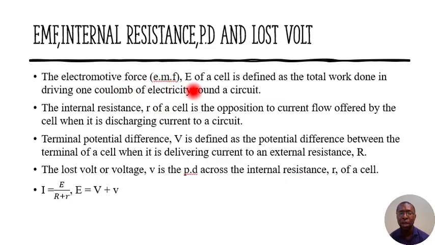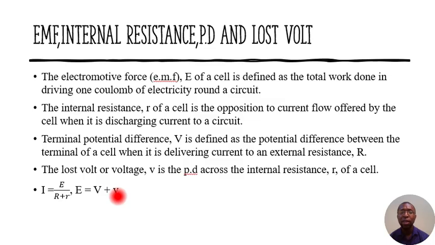Now, each of these terms has its symbol. For EMF, we use capital E. For internal resistance, we use small letter r. For terminal voltage, we use capital letter V. For lost voltage, we use small letter v. And for the current itself, we use capital I. Mathematically, it has been verified in the laboratory that capital I, the current, equals the electromotive force, the EMF, over the sum of external resistance and internal resistance. Again, another formula says that the EMF equals the terminal potential difference, capital V, plus the lost voltage, small v. All these mathematical terms are very, very key in solving problems in electricity.